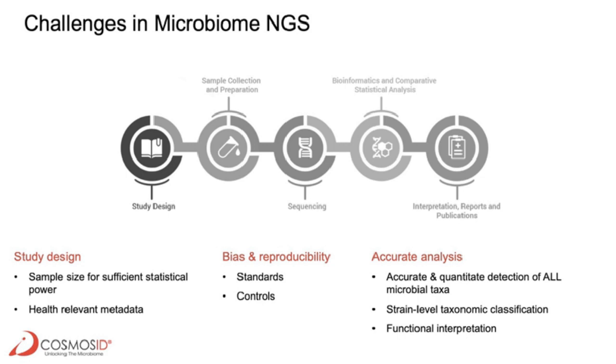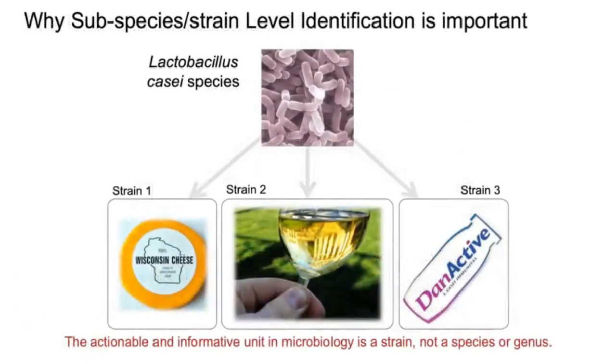We also observed a lack of controls and measurement standards in many microbiome studies, contributing to biases and reproducibility issues in their study outcomes. In the bioinformatics part, the key issue has been the sensitivity and accuracy of the tools being used and their inability to classify organisms at the subspecies or strain level. Now the question is why you need strain-level identification in microbiome studies, an attribute that most of the existing bioinformatic tools fail to provide. The short answer is that the clinically informative and actionable unit in microbiology is actually a strain, not a species.